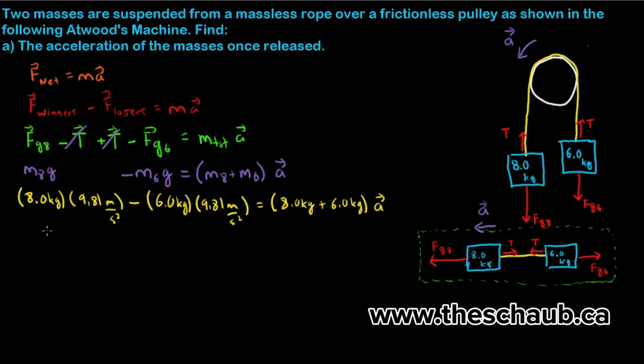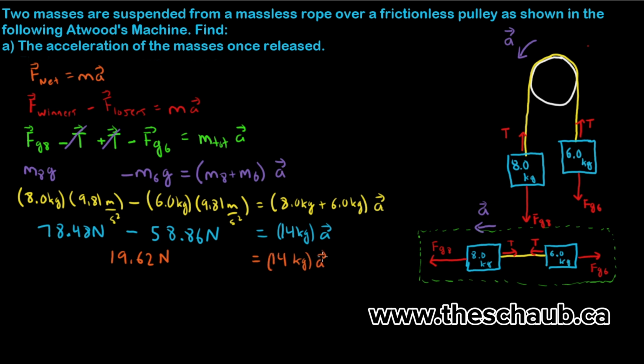8 times 9.81 gives us 78.48 newtons, and I'll keep extra decimal places all the way through this calculation to avoid rounding errors. 6 multiplied by 9.81 is minus 58.86 newtons, and this is equal to 8 plus 6, which is 14 kilograms, multiplied by the acceleration. 78.48 minus 58.86 is equal to 19.62 newtons, and it's equal to our 14 kilograms multiplied by our acceleration.